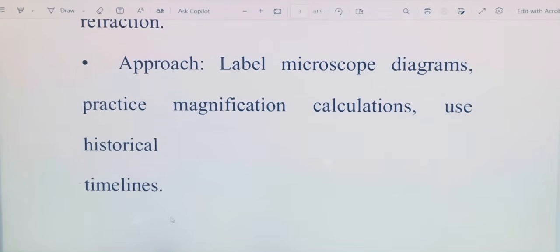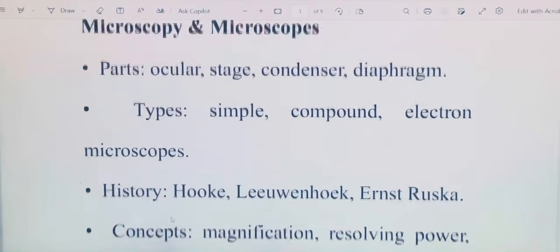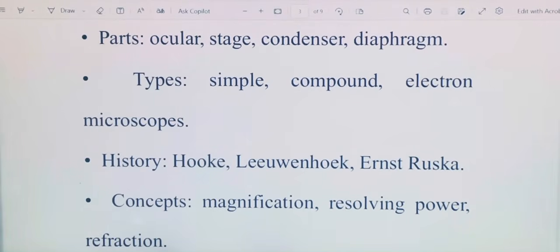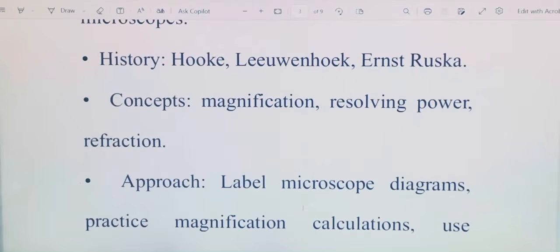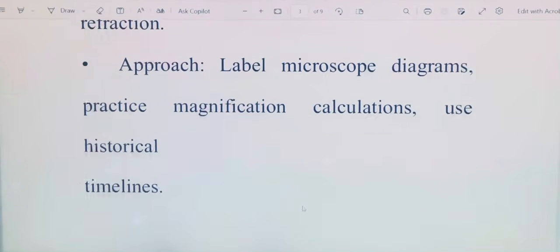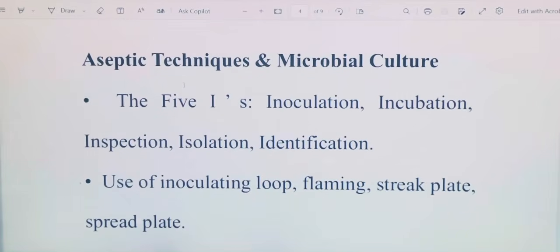What do I mean by using historical timelines? I mean that you should have an understanding of the different dates that each of these people contributed to the development of the microscope. Robert Hooke, Leeuwenhoek, and Ernst Ruska, the different years, different dates, and all of that. Those are historical timelines. They also have aseptic techniques.